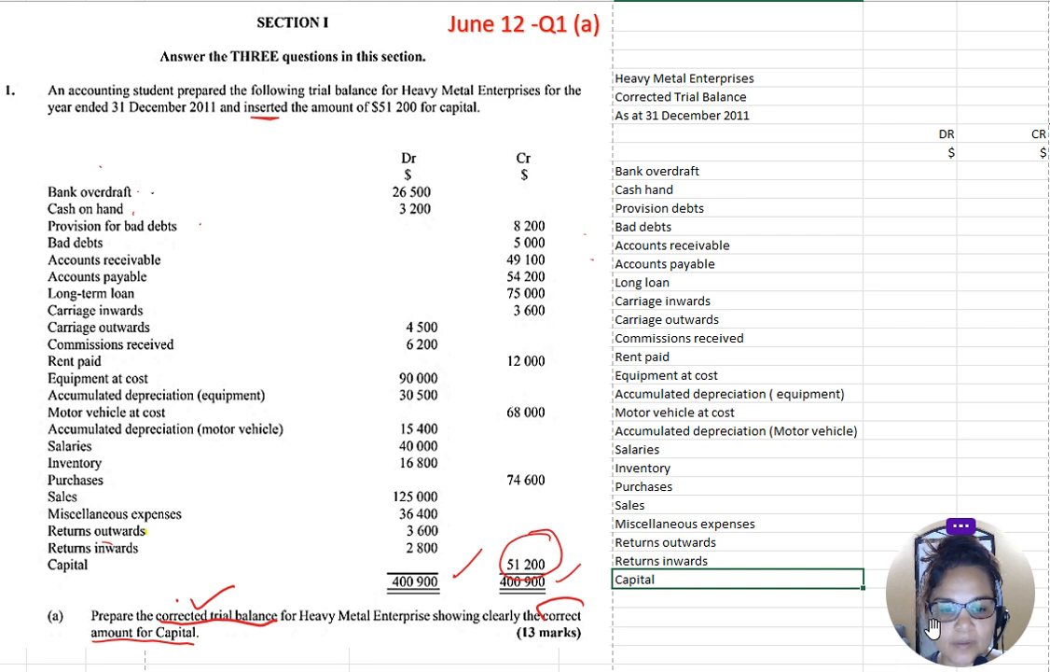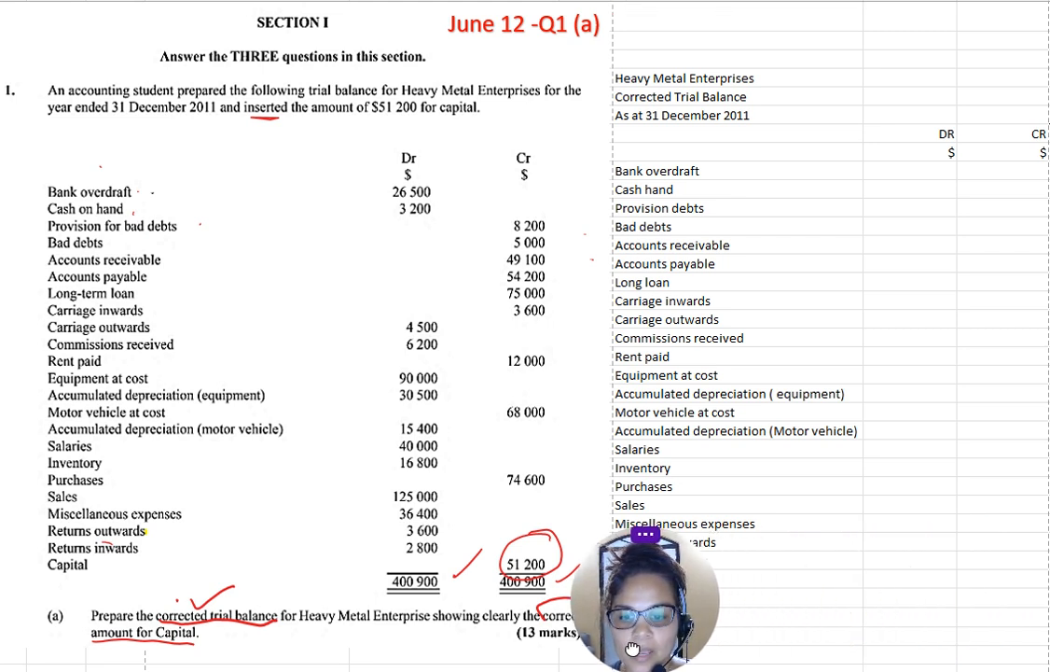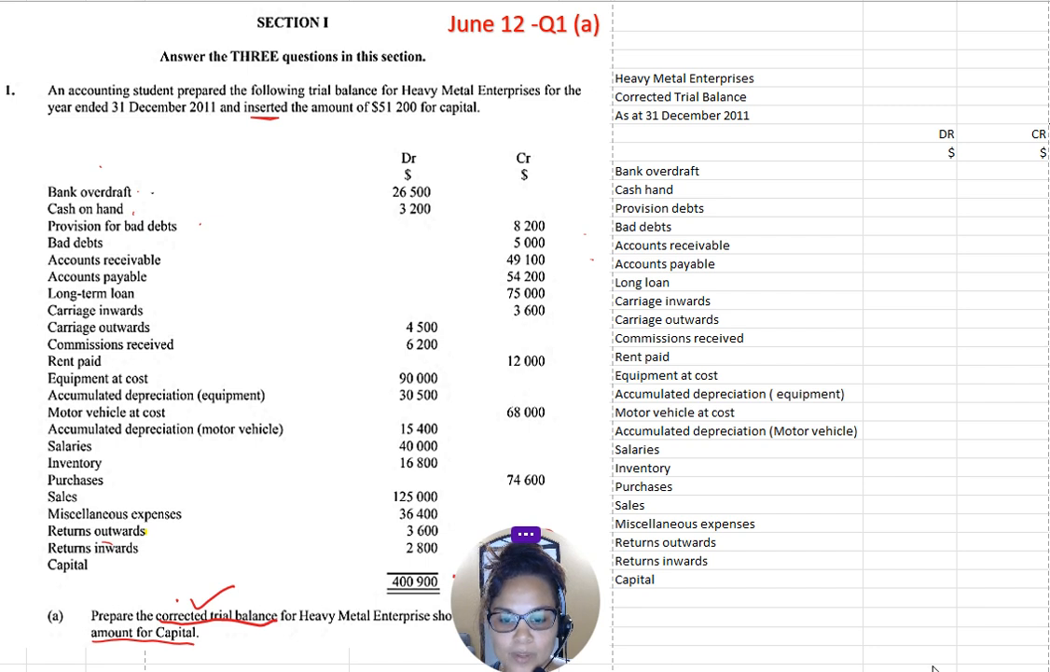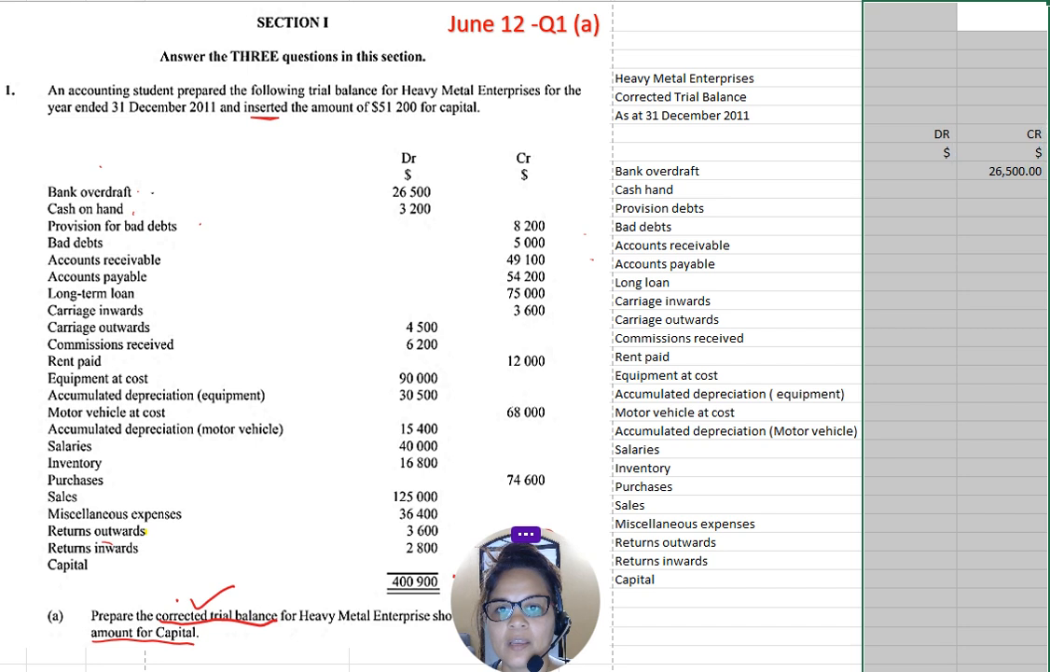So looking at this question, and I'll move this around a little, right? Looking at this question, bank overdraft. You know what a bank overdraft is? It is when you are overdrawn in the account. So that means it's not an asset, it's a liability. If bank overdraft is a liability, 26,500 is on the wrong column. It's supposed to be on the credit side. So now we have 26,500 has to be on the credit side. And here I'll fix my dollars and cents, right?